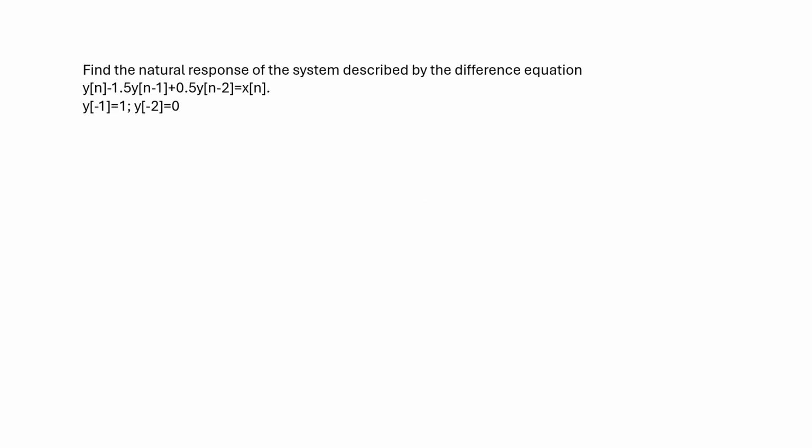Find the natural response of a system described by the difference equation y of n minus 1.5 y of n minus 1 plus 0.5 y of n minus 2 is equal to x of n. The initial conditions are provided like y of minus 1 is equal to 1 and y of minus 2 equal to 0. So we will go for the solution of this equation. Let us consider the given equation as equation number 1.